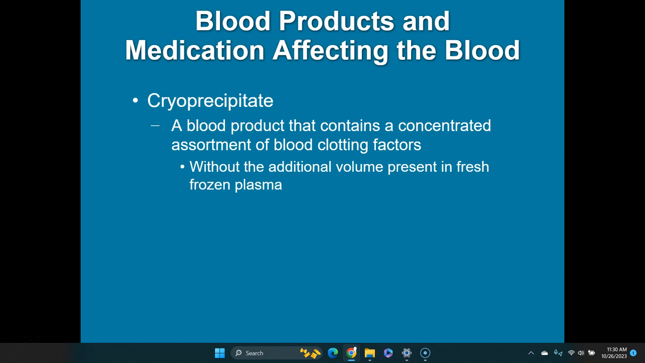Cryoprecipitate is a blood product that contains a concentrated assortment of blood clotting factors without the additional volume of FFP. So it's actually more of just an injection type volume versus giving a 250 milliliter bolus of that.